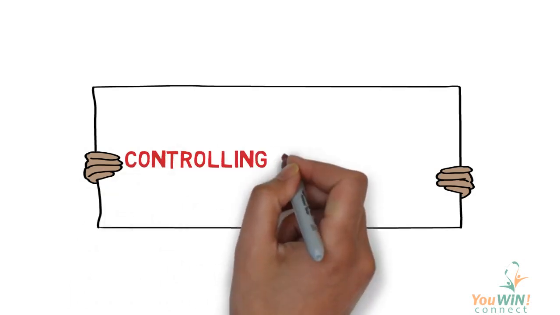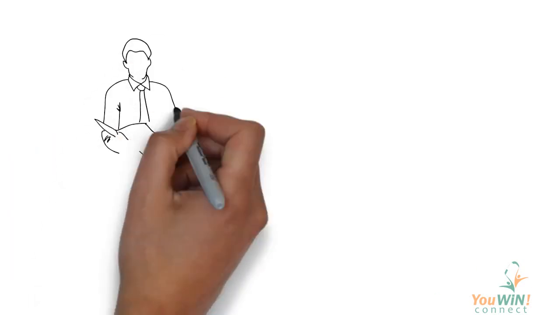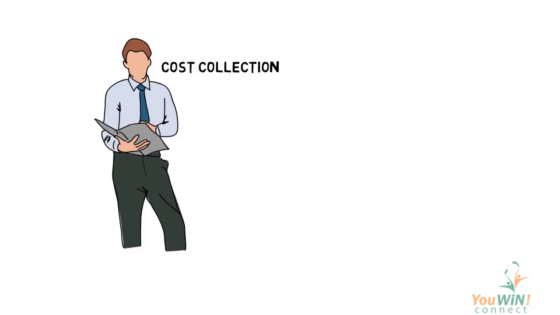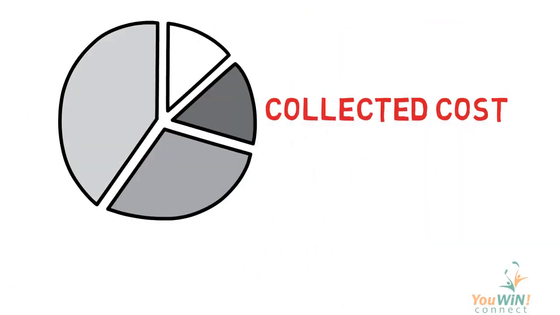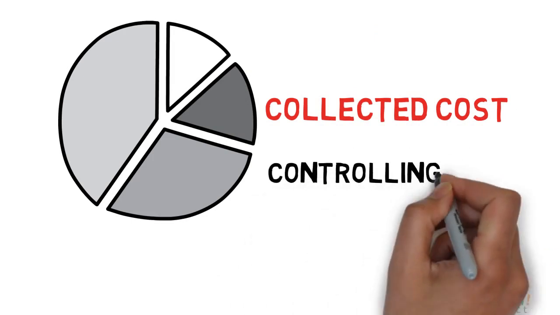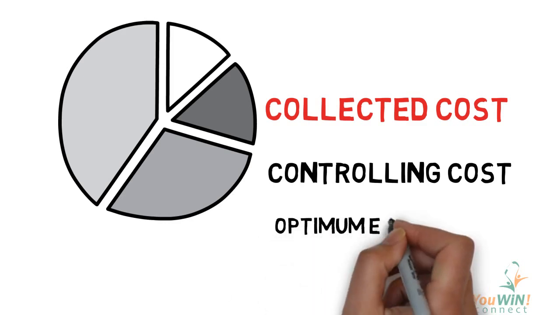Session 4, Controlling Cost System. Controlling cost system has to do with, first of all, cost collection, followed by cost analysis, which entails breaking down the costs that have been collected to understand the makeup of the cost items, followed next by controlling cost. After you've analyzed the cost, this would help you to break down and then control the cost in order to achieve optimum efficiency.